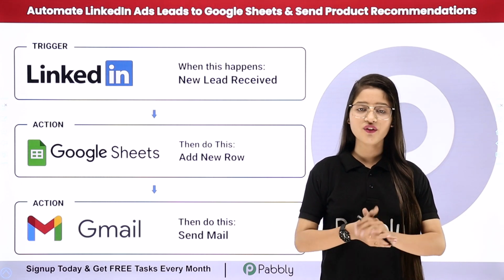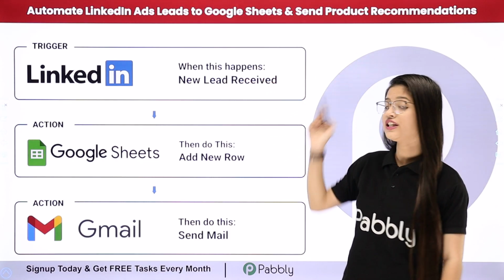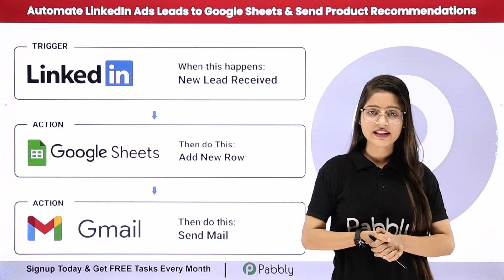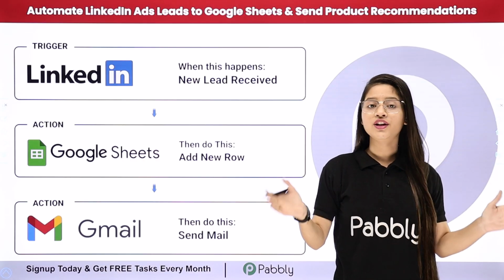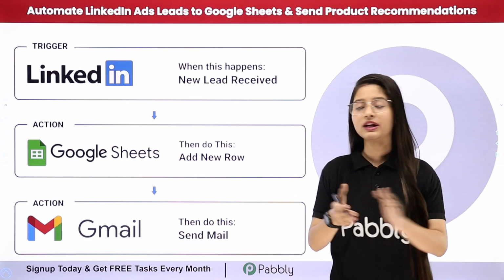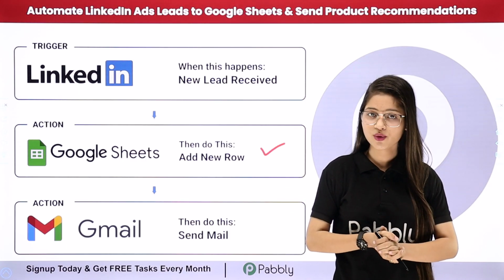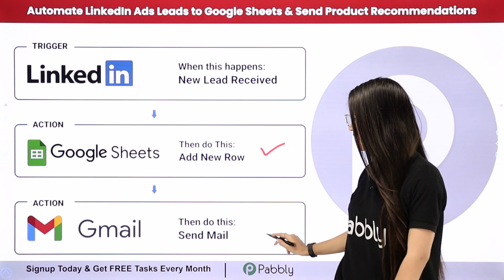In this video, we will learn how to automate LinkedIn ad leads to Google Sheet and send product recommendations. So here my objective is that whenever someone applies through my LinkedIn lead ads, a new row will automatically be created in my Google Sheet, which includes all the leads of my user, and an instant mail will be sent to the user's Gmail account.